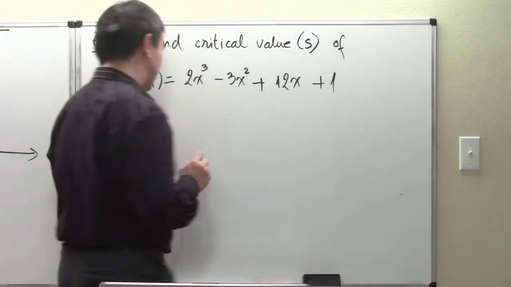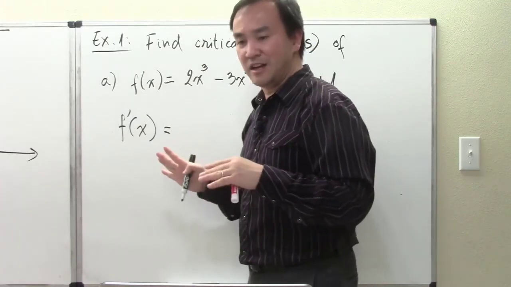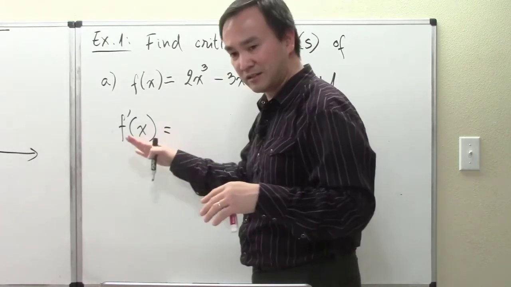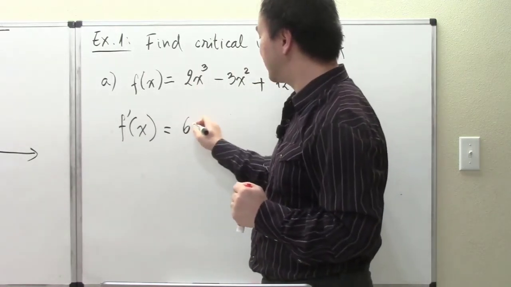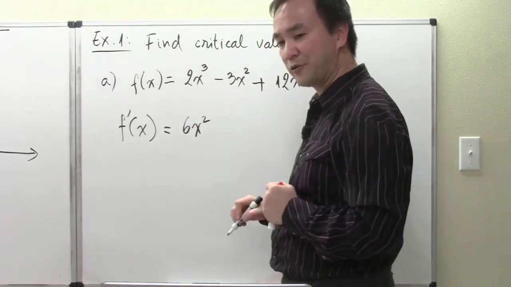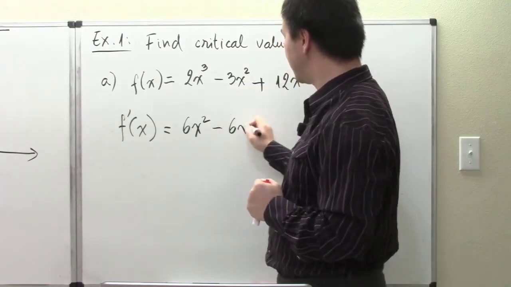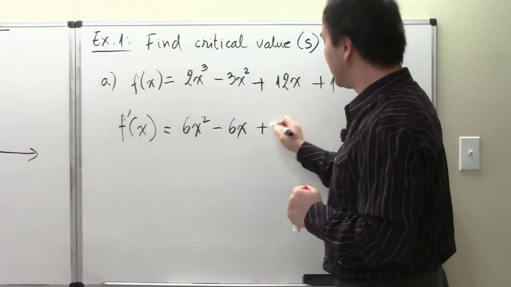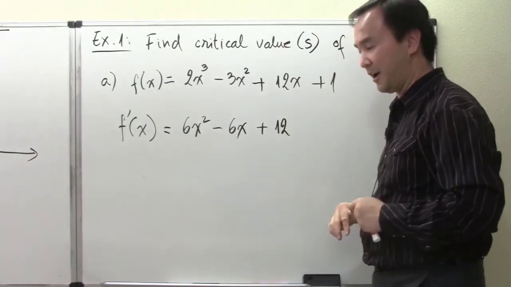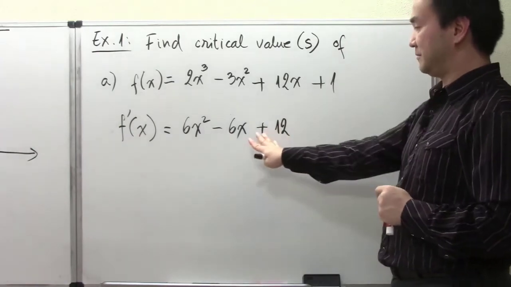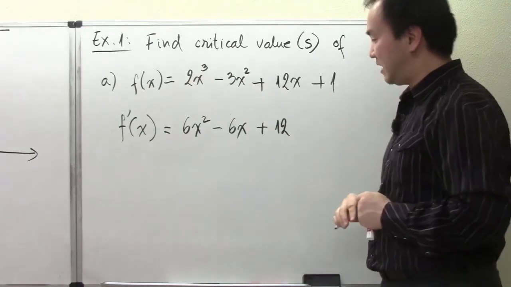This is not our first lesson in how to find a derivative, so I'm not going to go slow on taking the derivative here anymore. The first term gives me a 6x squared due to the power rule. The second term here is minus 6x. The third term is a plus 12, and the constant term is gone. Now this is our derivative of f, in other words, f prime of x.